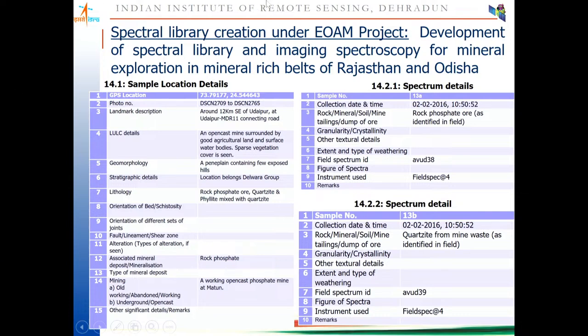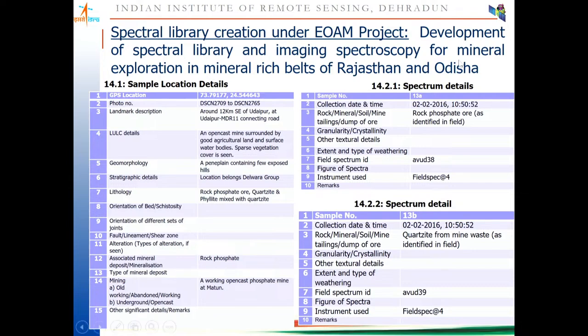Now how do we collect the data sets for the spectral library generation? These are the points we have to note in the field. Which photo you have taken, what is the description of that landmark, what was the LULC cover, then stratigraphy, then lithology, then what was the banding or the schistosity present, if it is there, then lineaments, or what are the associated mineral types. So we see that the associated mineral was rock phosphate, and was it an old working mine? No, it was not old, it was presently a working mine.